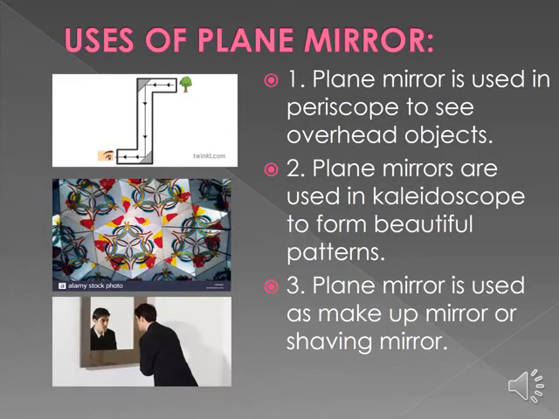Uses of plane mirror. Number 1. Plane mirror is used in periscope to see overhead objects. And you must have seen a periscope which is used in submarines. Number 2. Plane mirrors are used in kaleidoscope to form beautiful patterns. Number 3. Plane mirror is used as makeup mirror or shaving mirror.